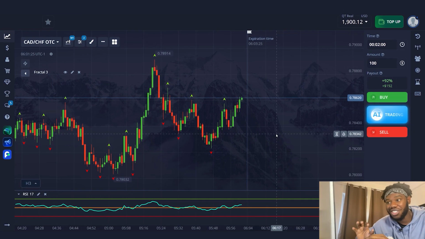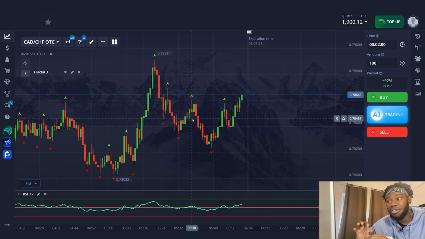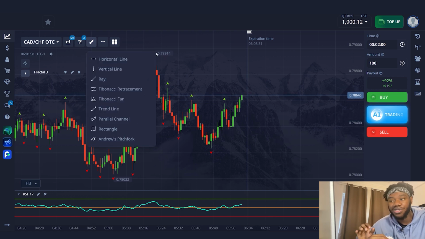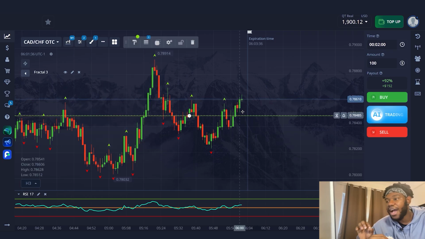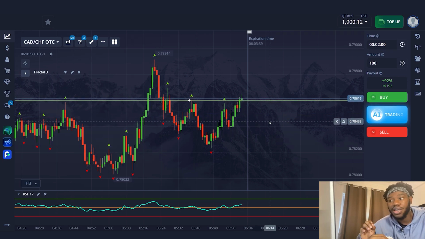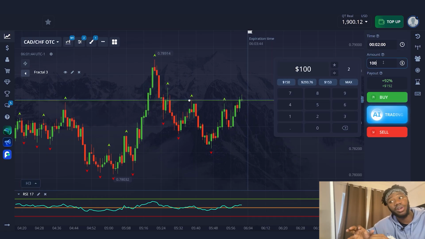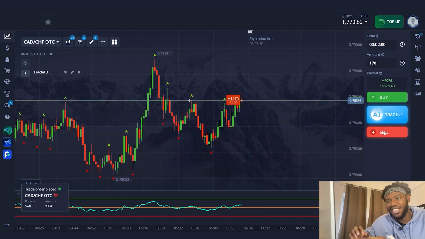Let's take the situation into account and open the first trade. But first, you need to add a horizontal line to the graph. I will set it at the local maximum price. I use 2 minutes of trading time starting with an amount of $170. My forecast is that the price will decrease. It's time to open a trade, excuse me.